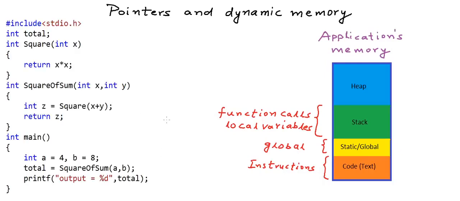I have a simple C program here. We have a function square that gives me the square of a number. We have another function square of sum that is given two arguments x and y, and it returns us the square of x plus y. And in the main method, I'm just calling this function square of sum, passing it two arguments a and b. Let us now see what happens in the memory when this program executes.